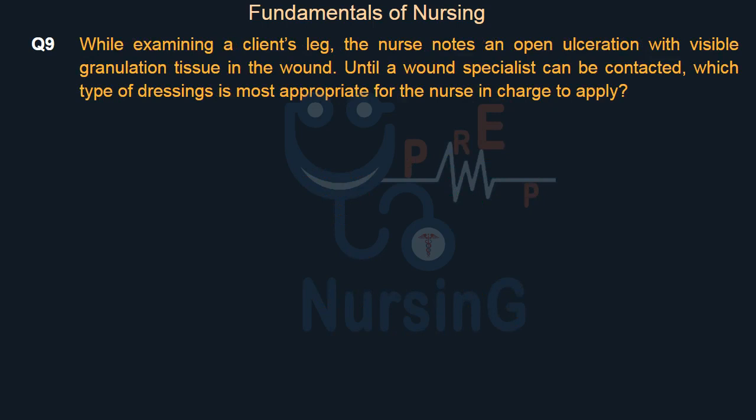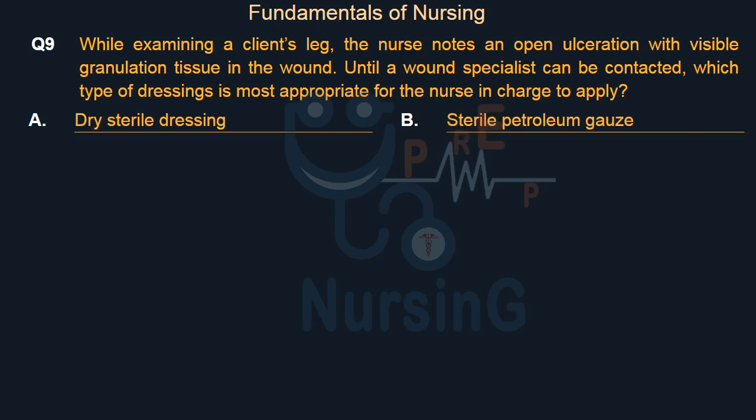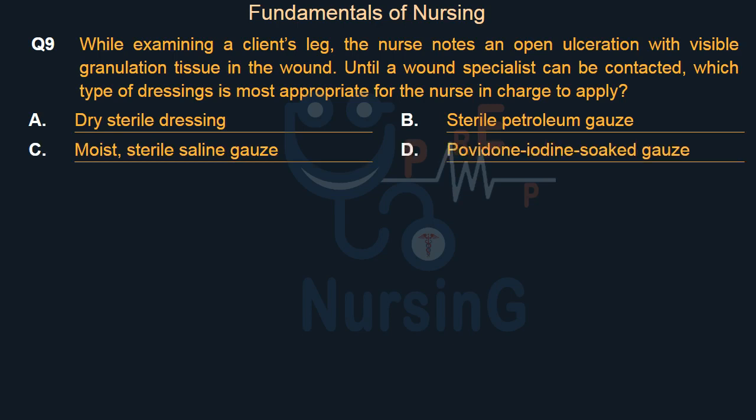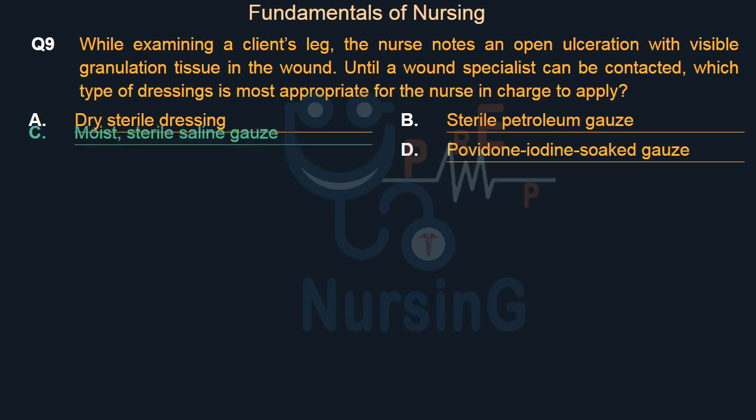While examining a client's leg, the nurse notes an open ulceration with visible granulation tissue in the wound. Until a wound specialist can be contacted, which type of dressing is most appropriate for the nurse in charge to apply? Option A. Dry sterile dressing. Option B. Sterile petroleum gauze. Option C. Moist, sterile saline gauze. Option D. Povidone iodine soaked gauze. Right answer is Option C.